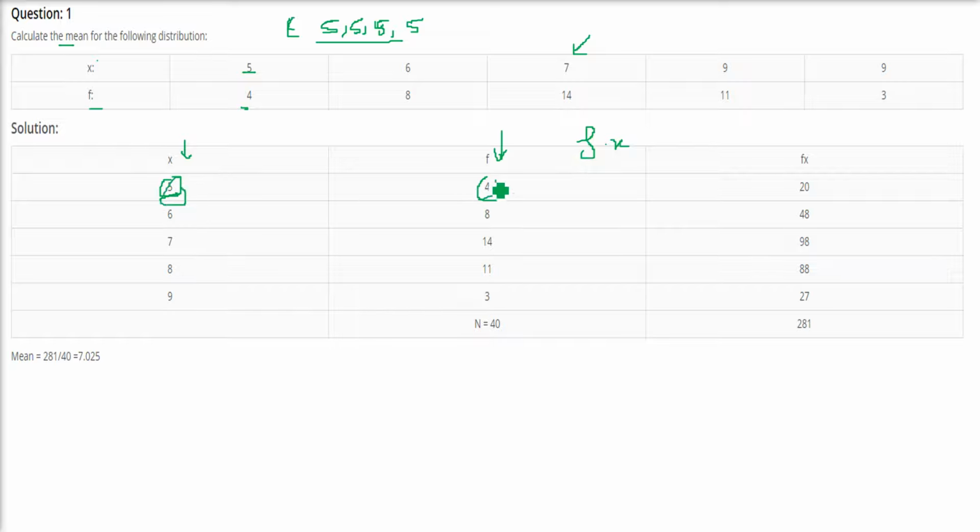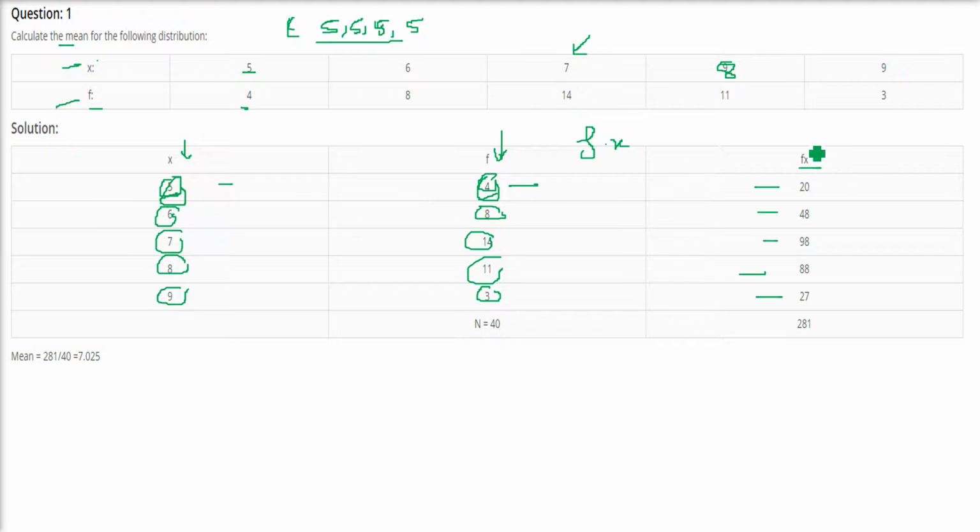That is 5 into 4, this is 20. 6 into 8, that is 48. Now 7 into 14, which is 98. Then we have 8 and 11, that is 88. Then we have 9 and 3, 9 threes are 27. So this is how we multiply each corresponding value of f and x. x is the number, f is the number of times that number has occurred, that is the frequency.